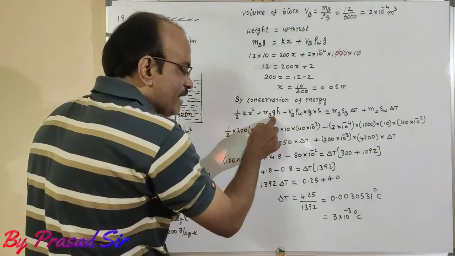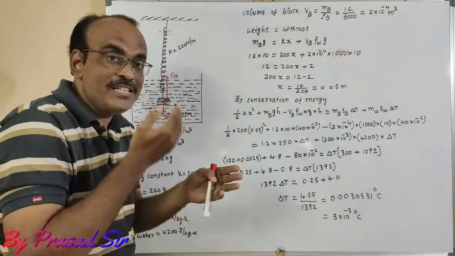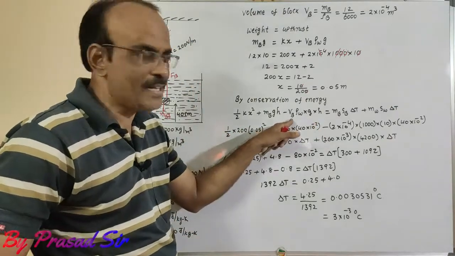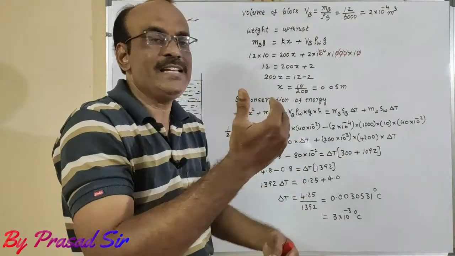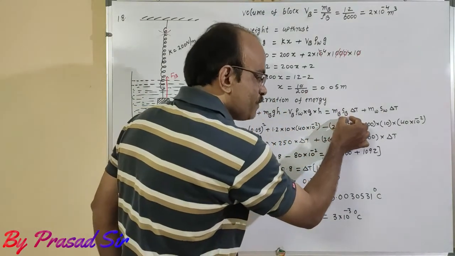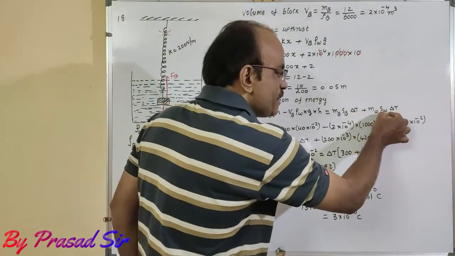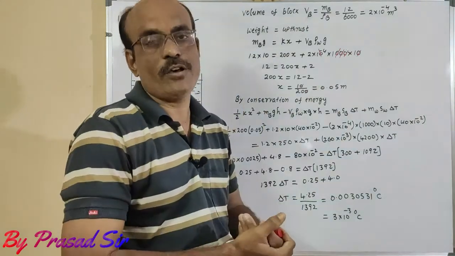Mass of the block, gravity and height. Then minus, which is acting already, upthrust. We are subtracting the upthrust, is equal to converting into energy. That is mass of block, specific heat of block, rise in temperature plus mass of water, specific heat of water and rise in temperature. Both will gain some amount of energy.